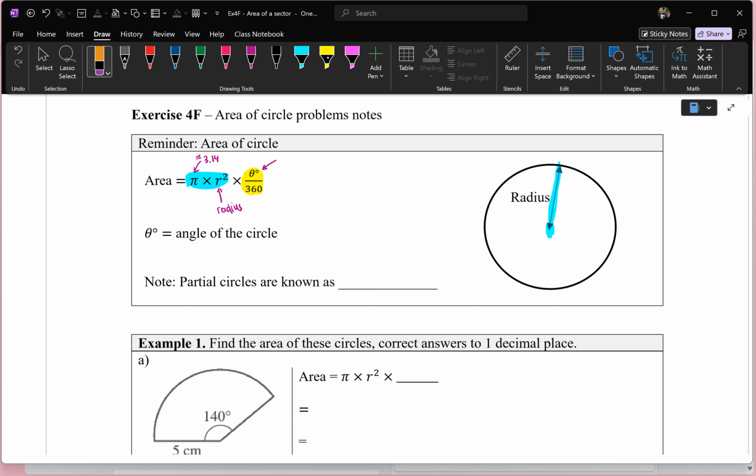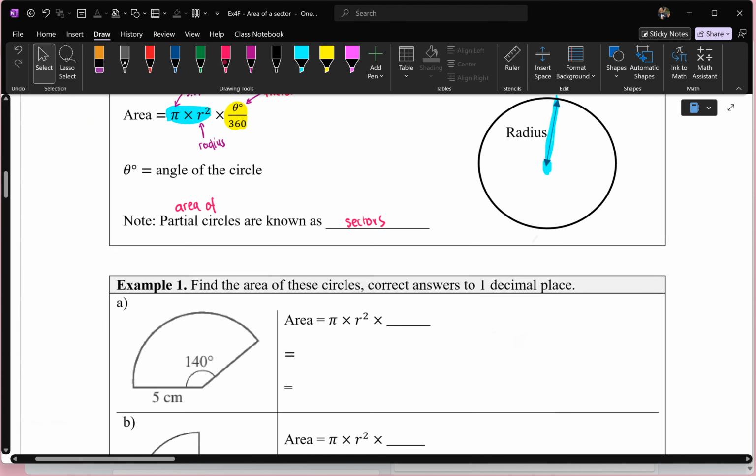So note, when you're finding the area of partial circles, the area of partial circles are known as sectors. Okay, fill that in. And that symbol there was called theta.